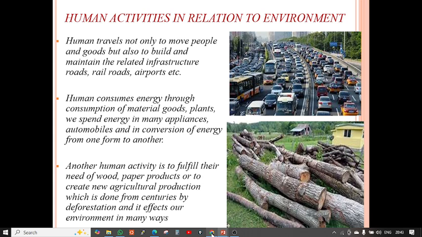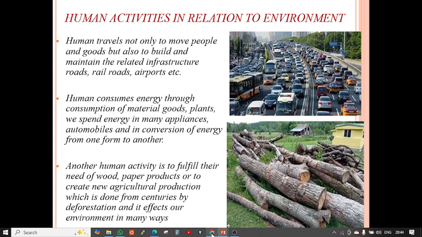So what are human activities in relation to the environment? We already discussed that humans travel, not only to move people and goods, but also to build, maintain, and operate infrastructure like rail, road, and transport. In order to make life easy, when you go from Vadodara to Delhi within 1 hour, you must go by air. Do you think that by going this way, you create any disturbance to the environment? Yes, obviously. In that 1 hour from Vadodara to Delhi, tons of gallons of petroleum fuel are burned during the journey.